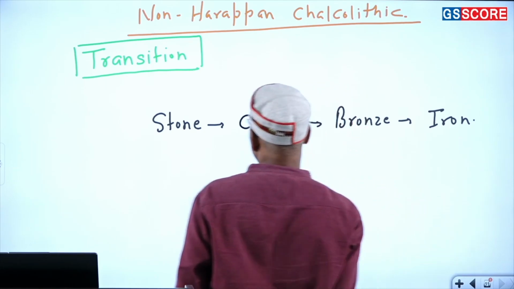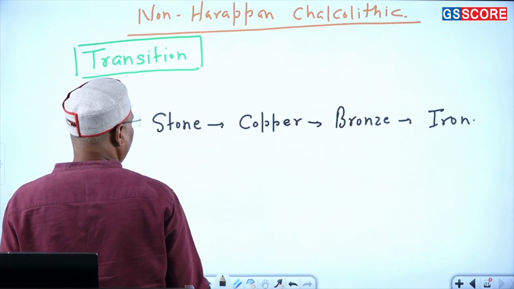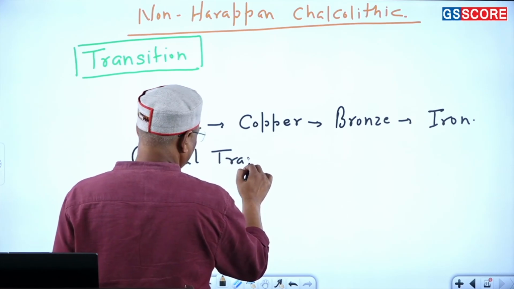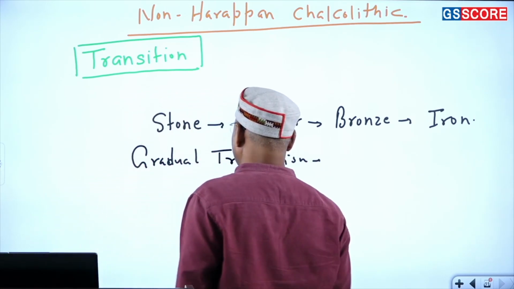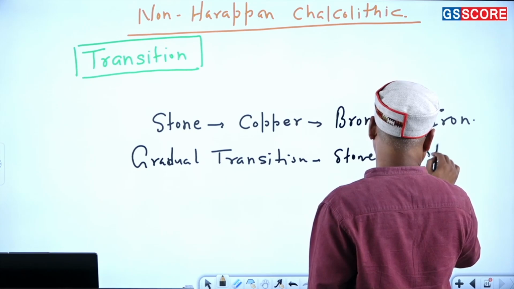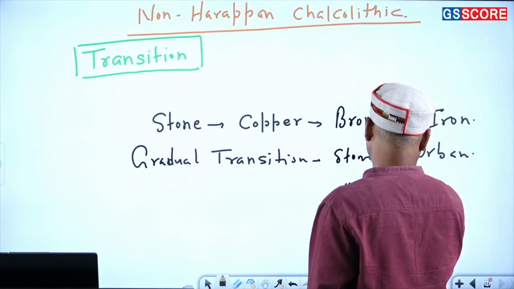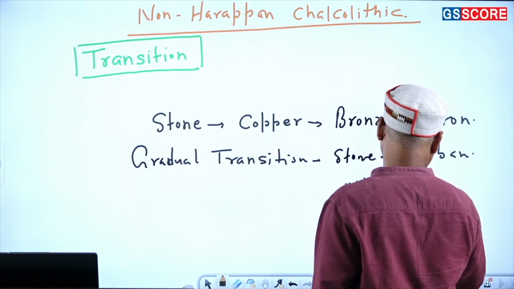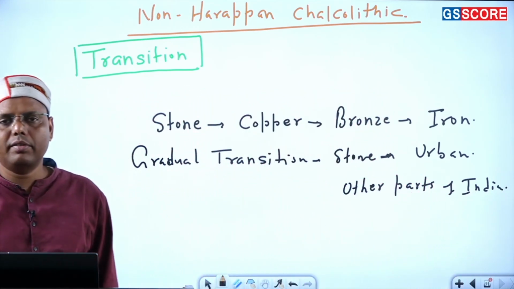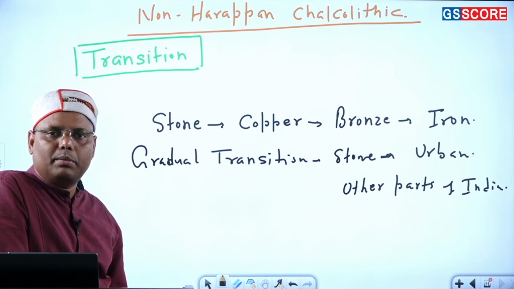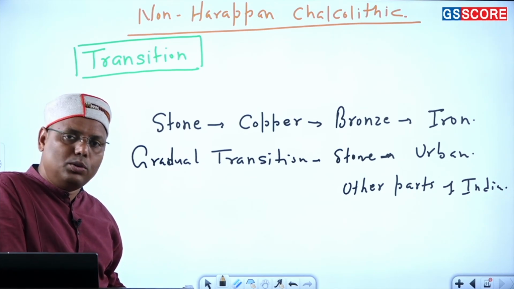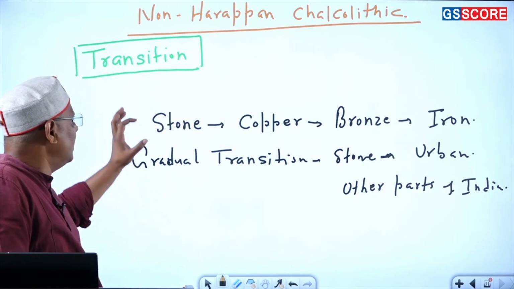Okay. Now, when you talk about this non-Harappan Chalcolithic culture, it is showing a sort of gradual transition from the Stone Age to an urban phase in the other parts of India. Because when it comes to this particular growth, we have seen it in the northwestern part of India. So since it was there in the northwestern part of India, it doesn't mean that in the other parts of India this kind of evolution or transition was not taking place? No, it is incorrect. It was very much taking place even in the other Chalcolithic regions.